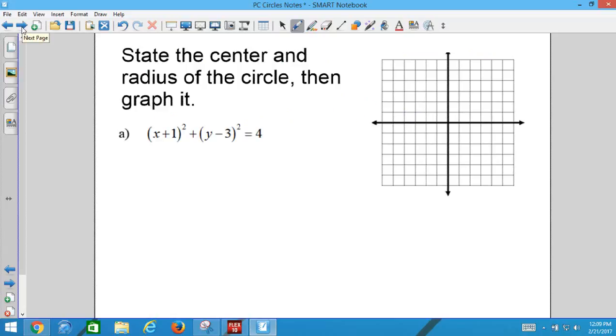State the center and the radius of the circle, then graph it. So the center is negative 1, positive 3. So remember, the original equation says x minus h. So if this says x minus a number, it would have to be minus a negative 1. No. So you have negative 1, 3.